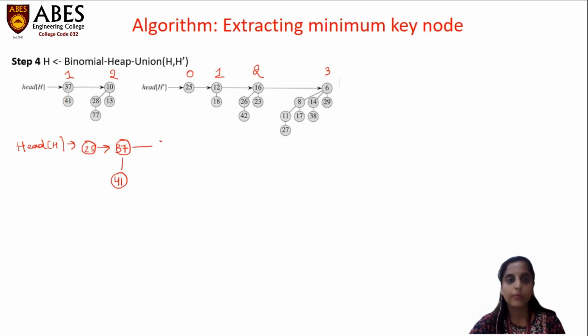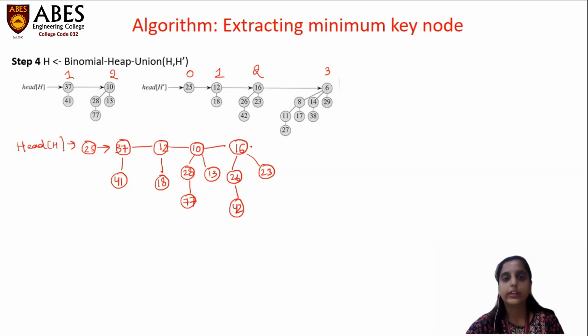After that, there is one more binomial tree of the order B1. So we'll write 12 and here we'll write 18. Right. After that, we'll check for the degree 2. We have two binomial trees. We'll take priority to h. So we'll write here 10. Now here we have 28. Here we have 13. Here we have 77. Again, we have one more binomial tree of the order 2. So we'll write it like this, 16, 26, 23, and you have 42.